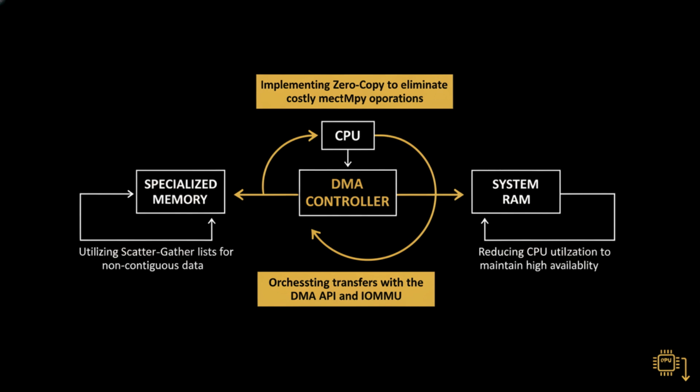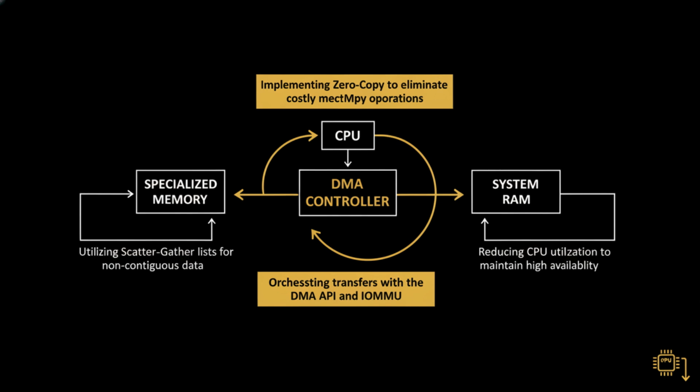We use scatter-gather lists to describe non-contiguous memory regions, allowing the hardware to perform complex transfers in a single operation. Zero copy is the gold standard here. By mapping the same physical memory in both the kernel and user space, we eliminate the need for costly memcpy operations.